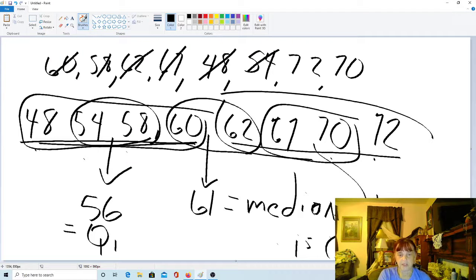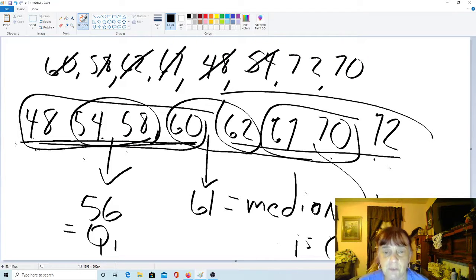Okay, so the median is 61, Q1 is 56, Q3 is 60.5. And that means 1/4 of the data lies below Q1, 1/4 of the data lies above 60.3, and 1/2 of the data lies above the median, and half the data lies below.